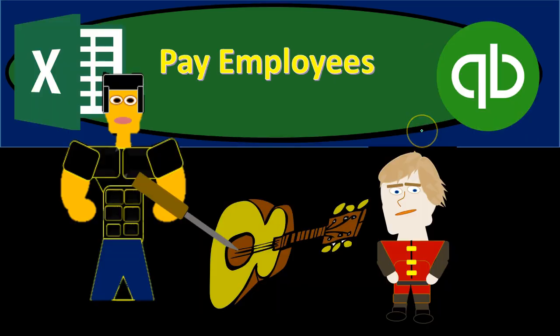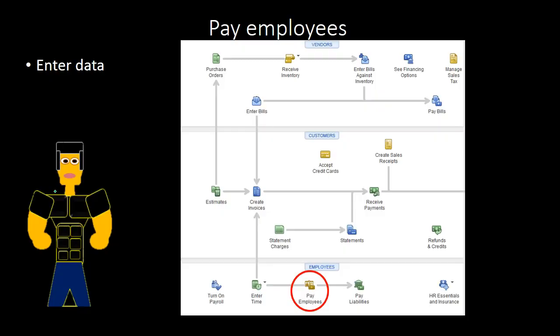We're going to start off with a quick view of how it might be input into accounting software such as QuickBooks. Then we'll jump over to our accounting worksheet and enter the journal entry into the accounting worksheet. This is the QuickBooks homepage. The employees section is down here, and in essence we are going to choose this item to pay employees.